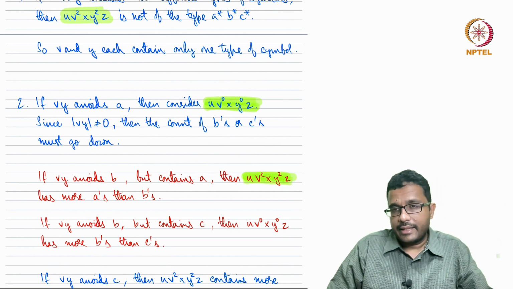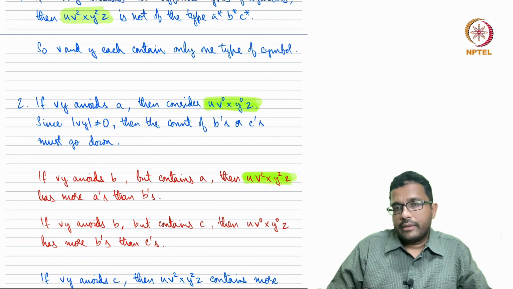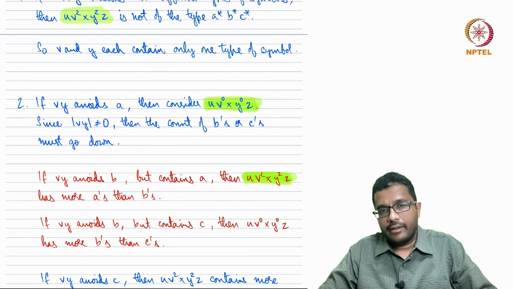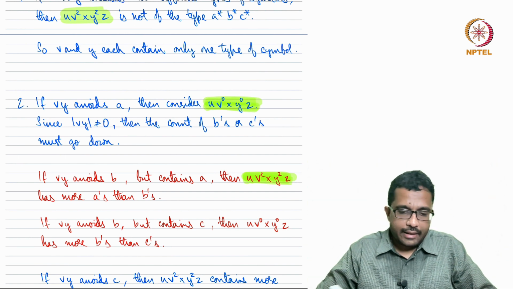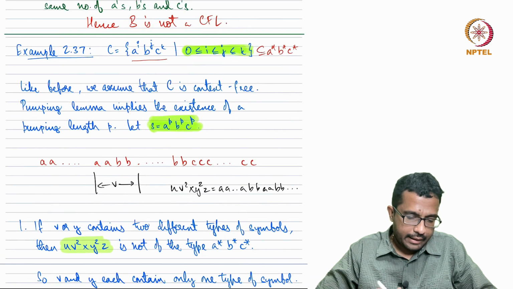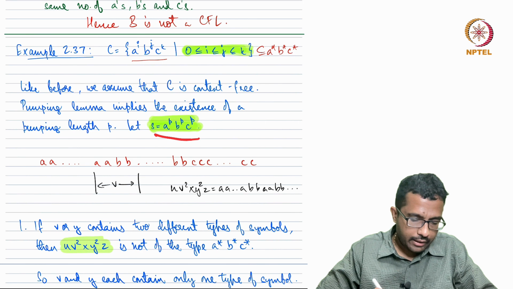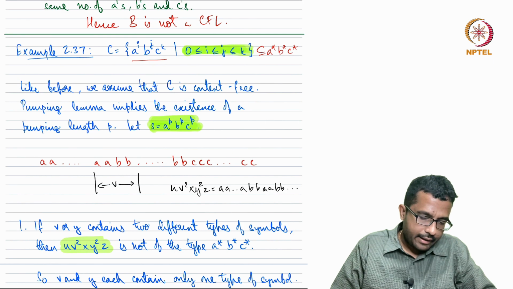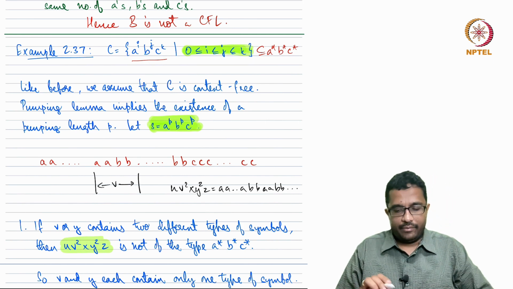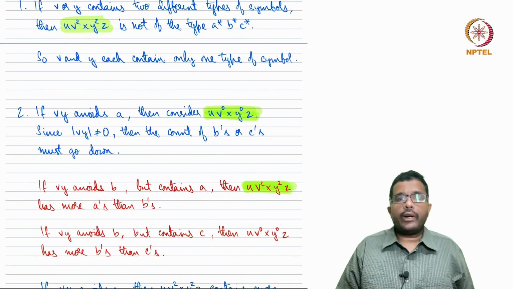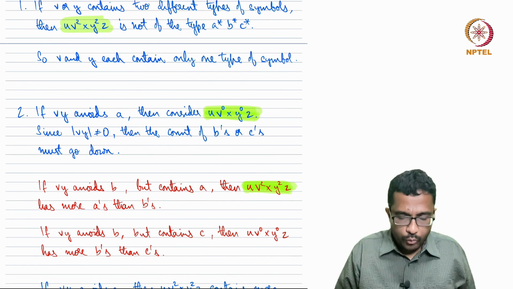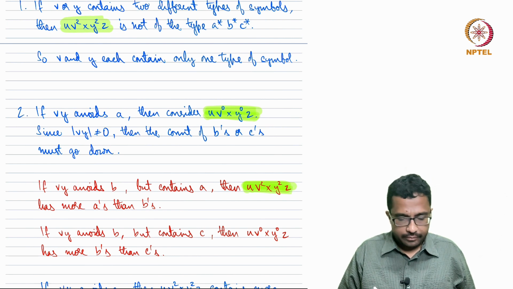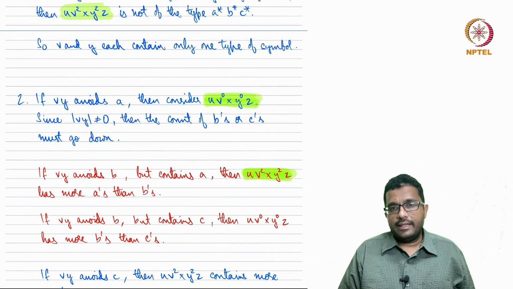By assumption it contains A, which means when you pump up, the number of A's goes up. The number of B's is unchanged because v and y do not have B. The number of A's, B's and C's were equal in s. Now the number of A's goes up but B's remain the same, which is again not as per the rules of the language C. So if vy avoids B but contains A, then u v squared x y squared z is not in the language.